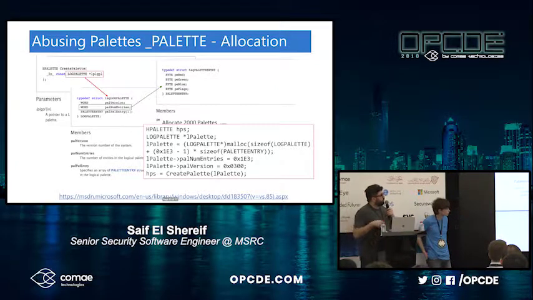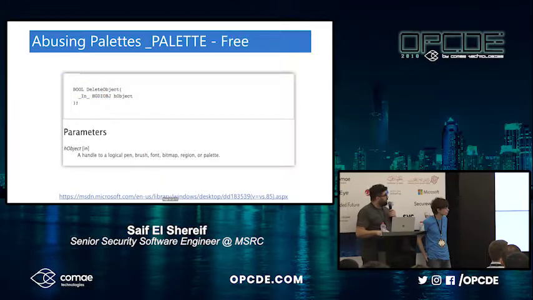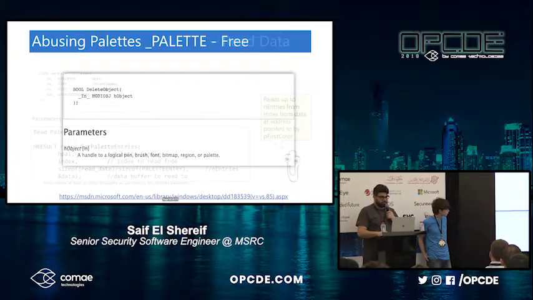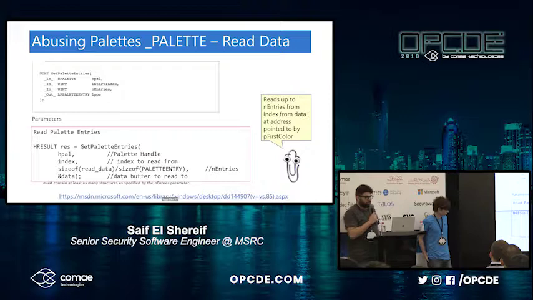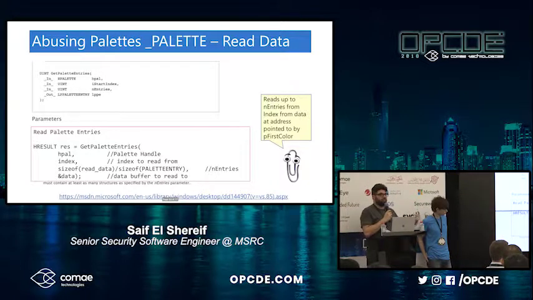What we can mention here is that this gives us really precise allocation inside the kernel. You can actually say, I want to allocate a palette that is 100 bytes, and it will allocate 100 bytes in kernel memory. And then it can also be destroyed using the DeleteObject as well. You can read data using GetPaletteEntries, which will read up to n entries from an index to the data pointed to by pFirstColor, which allows us very precise reading and writing of kernel memory.